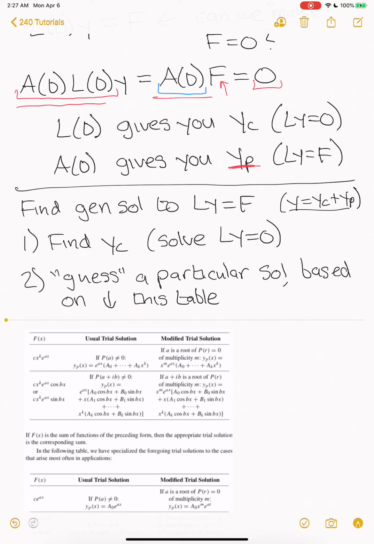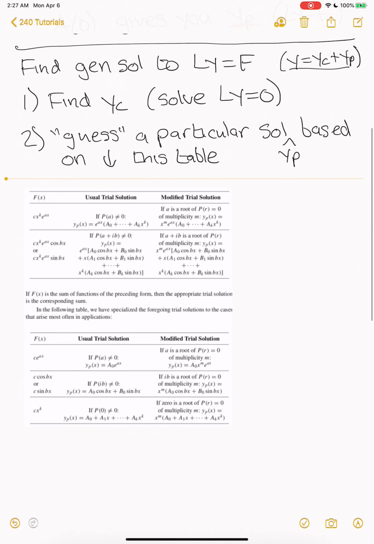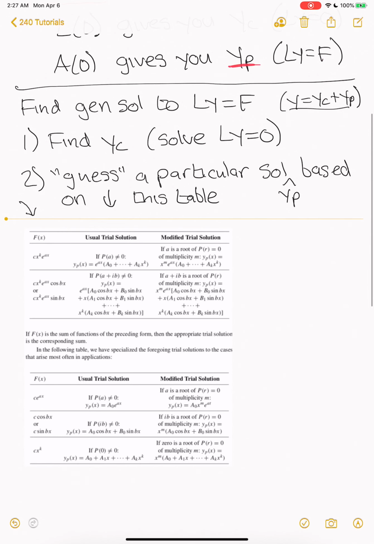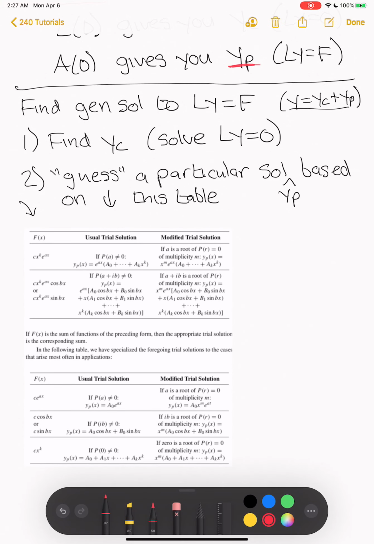Okay, this particular solution is y sub p. And what you'll see, and we'll talk about this table a bit more, but I can't write on it without messing it up, is they have this f of x column here on the left-hand side. That f of x corresponds to the outside function that they give you.